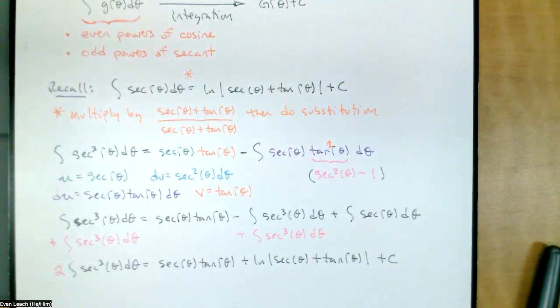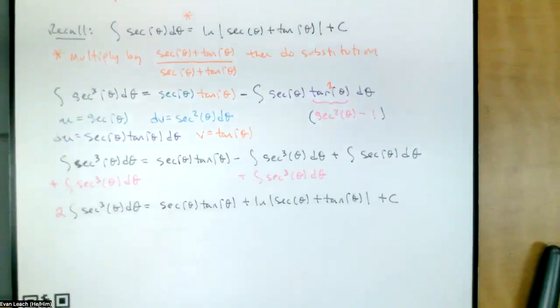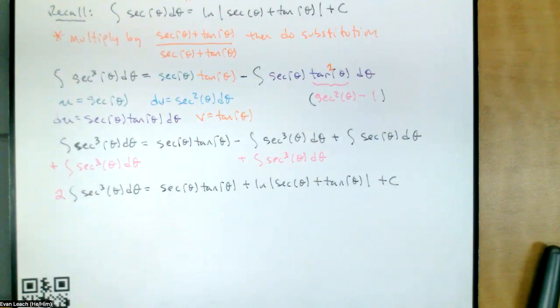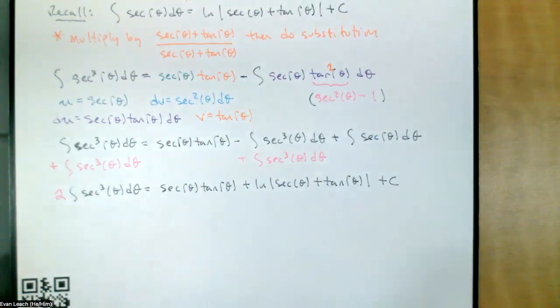This is one of the fun things that we get to do with parts sometimes. Our original integral shows up as one of the terms of our secondary integral. And so the strategy is to move all that stuff over. And then to get the one that we're looking for, integral of secant cubed, we just have to divide by 2.